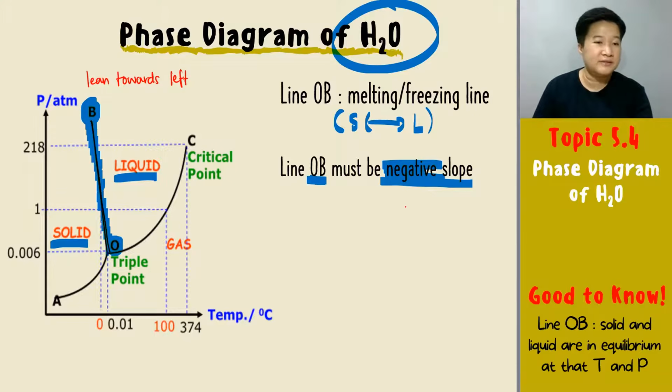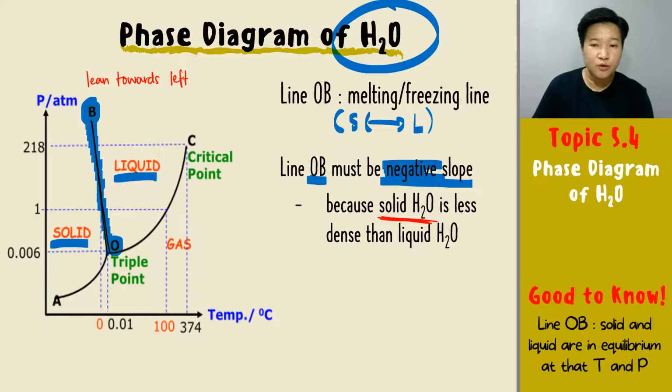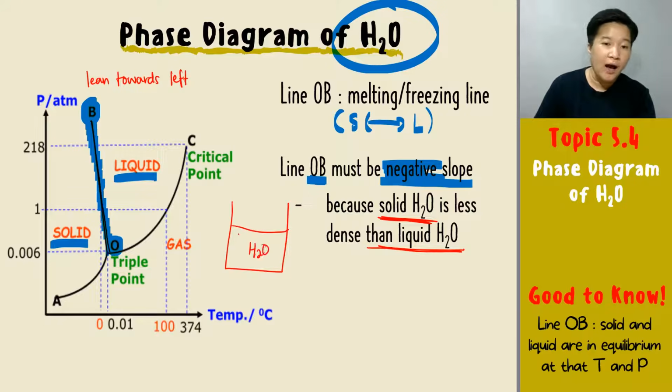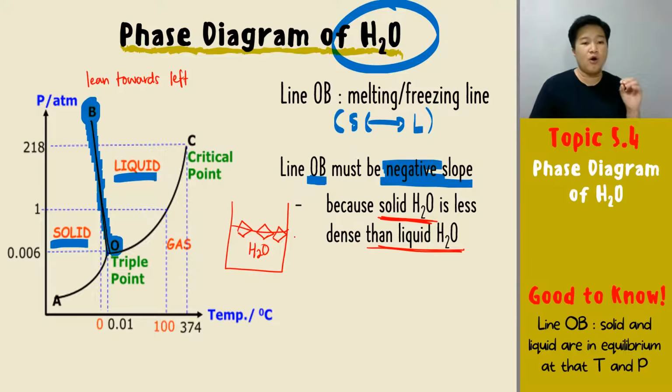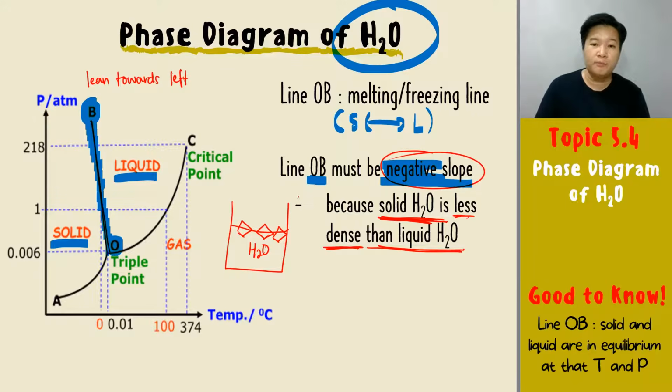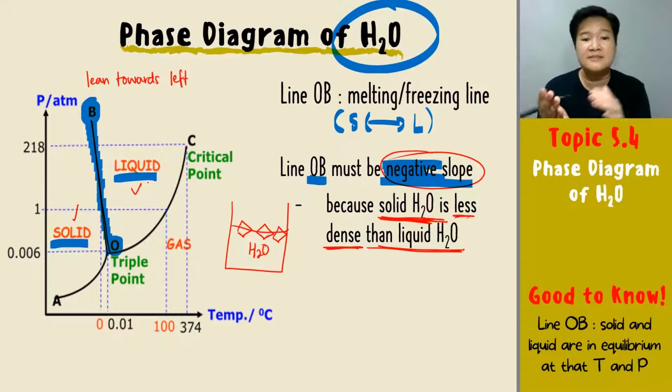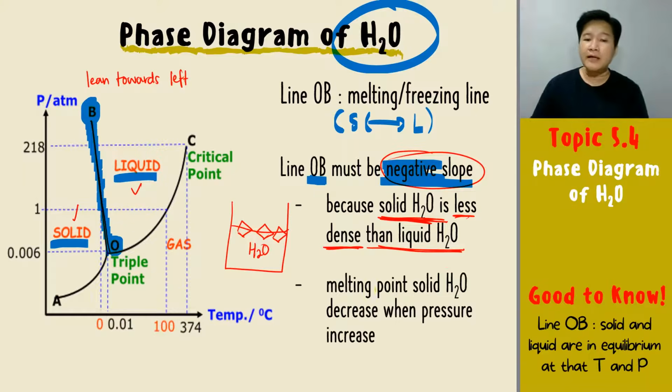And why the slope is negative? Because your solid H2O is less dense than your liquid H2O. Remember that when you have a cup of water, that is your H2O, your ice will be floating on top of water. Remember that? Why your ice will be floating on the water? Because your solid H2O is less dense than the liquid H2O. That's why the slope between the solid and liquid will be negative. Because your solid is less dense. Okay? And from that line also, we can see that the melting point of the solid H2O will decrease when the pressure increase.